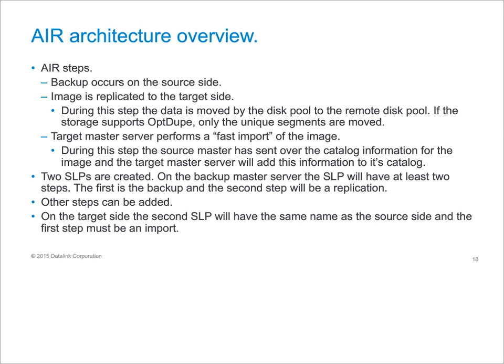In the legacy way of doing this, you would have to restore your catalog at your DR site. That would allow you to perform the restores. With AIR, you don't need to do that. You back up the data at your source site, you replicate that data to your target site, and then your target master server will fast import that image. And it will take the catalog information and put it into its catalog. In the event of a disaster recovery, you simply issue the restore from the DR side.